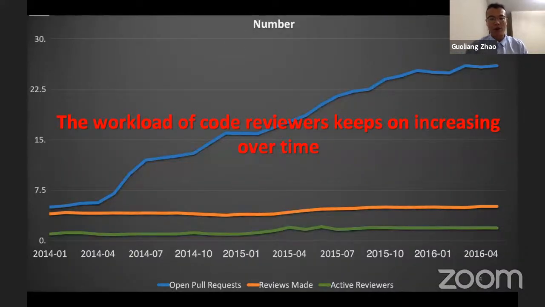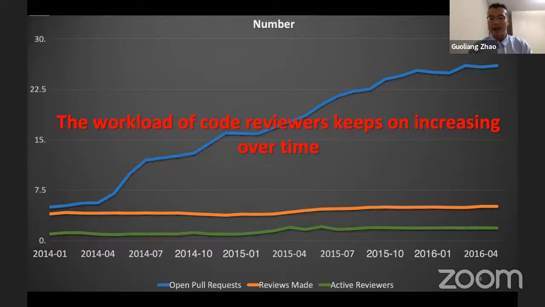However, we observe the workload of code reviewers keeps on increasing over time, as shown in this graph. The blue line represents the number of open pull requests that are waiting to be reviewed every day in our studied GitHub projects, while the orange line represents the number of reviews that a reviewer made every day. So it stays around 5.